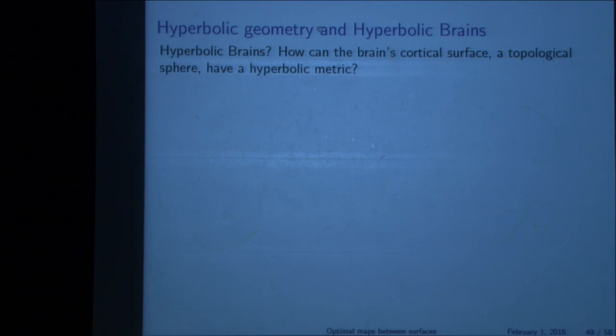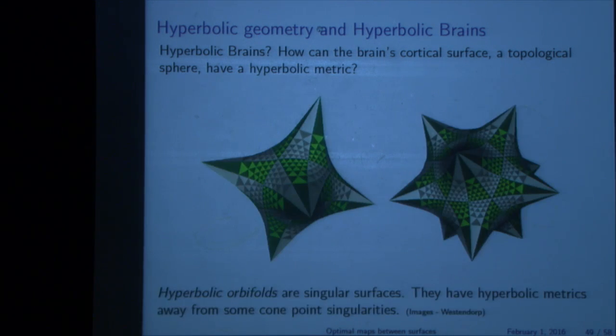Now, a brain surface is a topological sphere, so you might say, how can you compute hyperbolic structures on topological spheres? And the idea is to represent the brain as an orbifold rather than as an ordinary surface. An orbifold is a smooth surface with some singular points where the total angle is less than 2 pi. These are fairly accurate pictures of what a hyperbolic orbifold would look like.